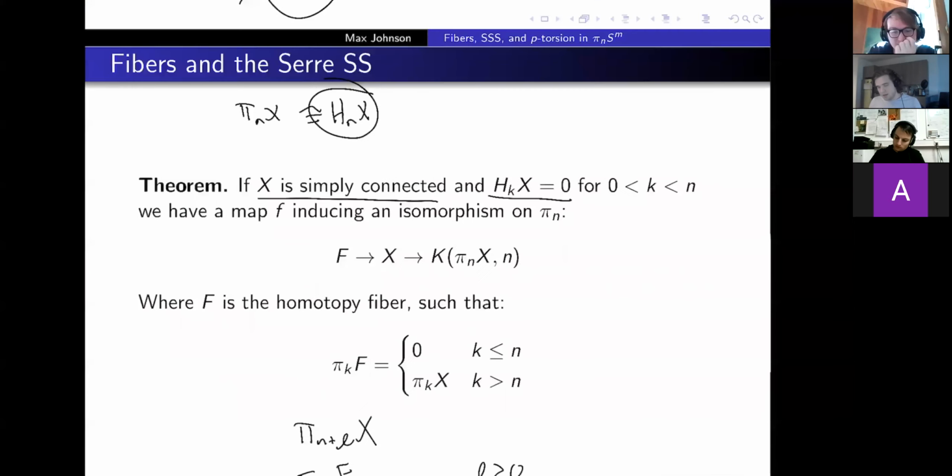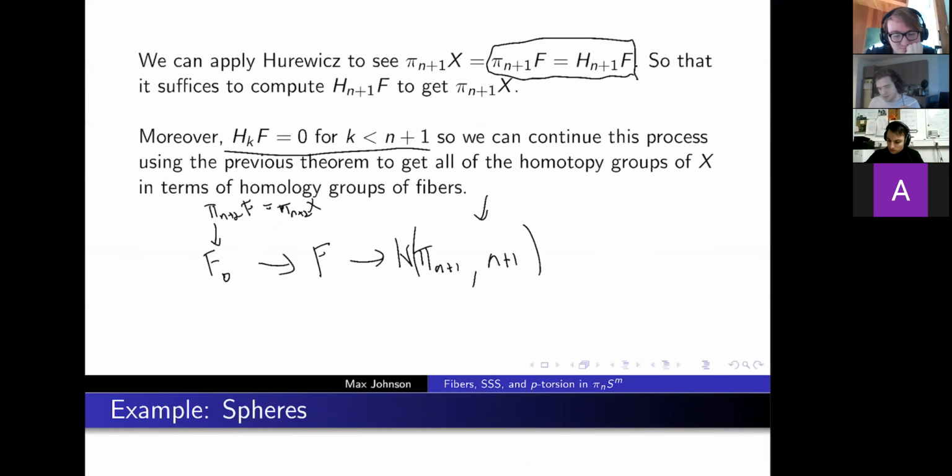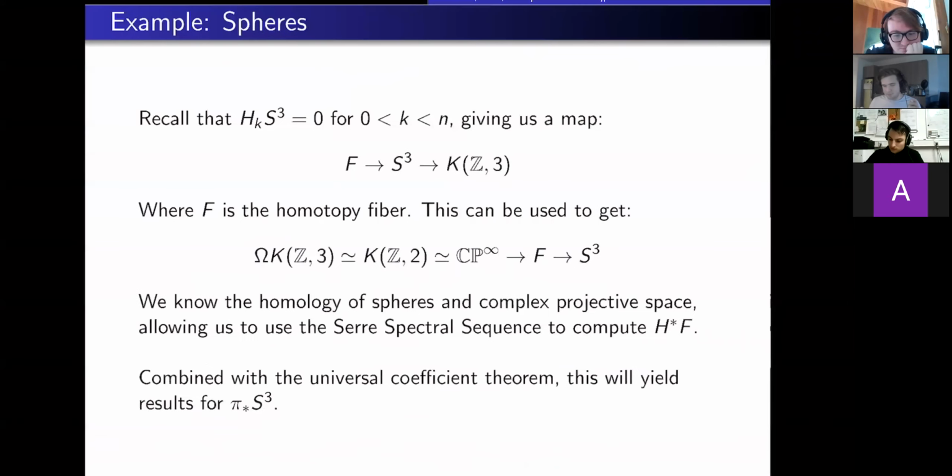Let's go back up. So let's say that we know a lot about this and a lot about this. Well, then we can use Serre right away to try to compute something about this. If we don't know something about this per se, but we do know something about loops of K(pi n X, n), then maybe we can use the previous method to try to compute something about this guy. That's going to be our main idea. Okay, so let's move on.